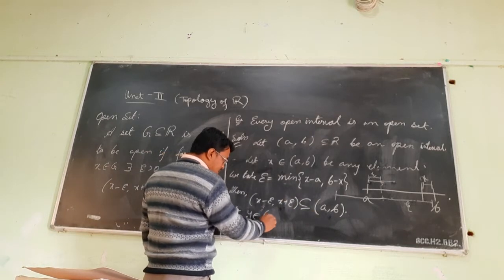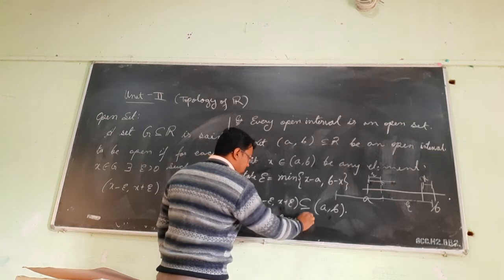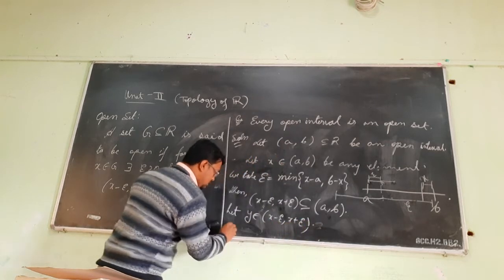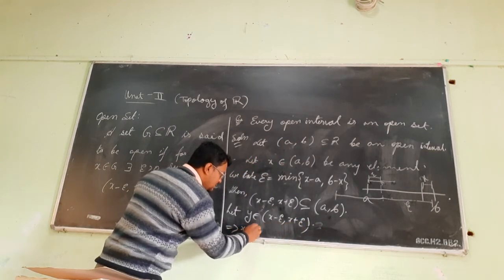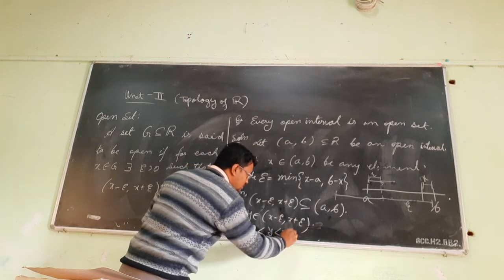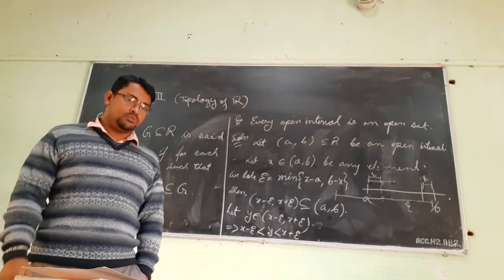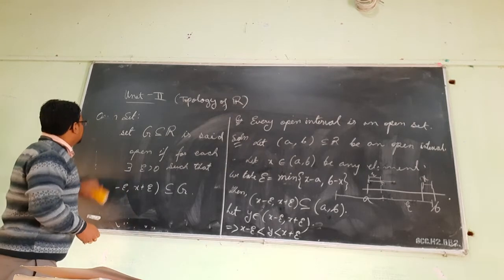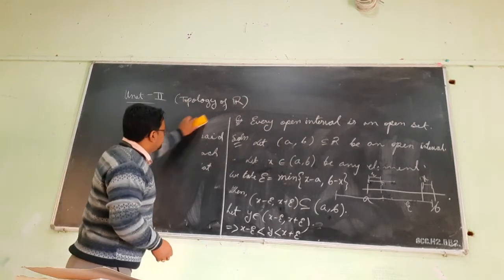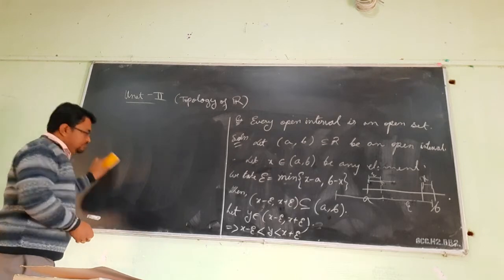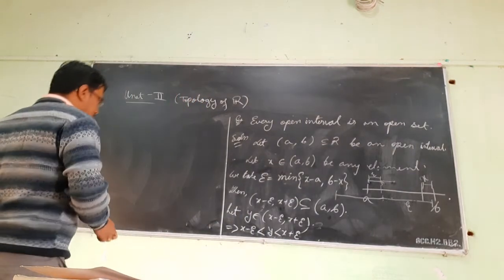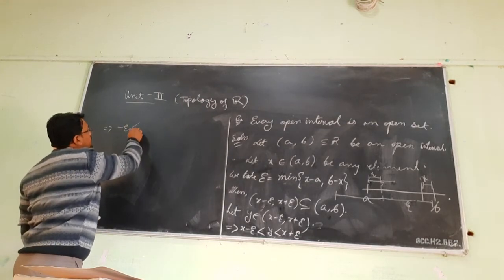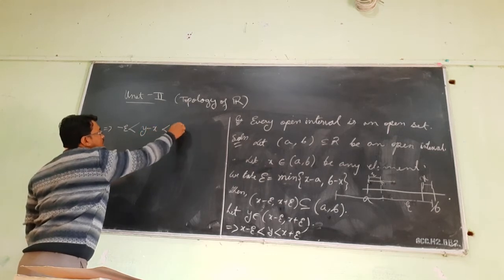So let y belong to x minus epsilon to x plus epsilon. Then what does this imply? This implies that y lies between these two values, x minus epsilon and x plus epsilon. That is the definition of interval. From there, if I take x to the other side, I can write minus epsilon less than y minus x less than epsilon.